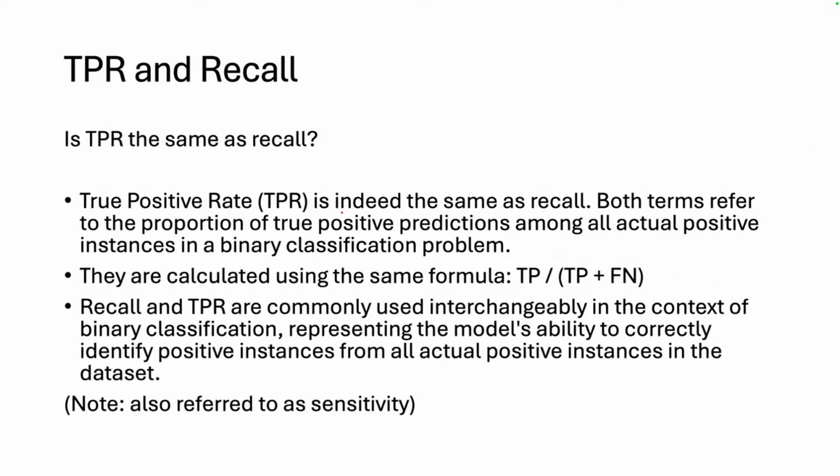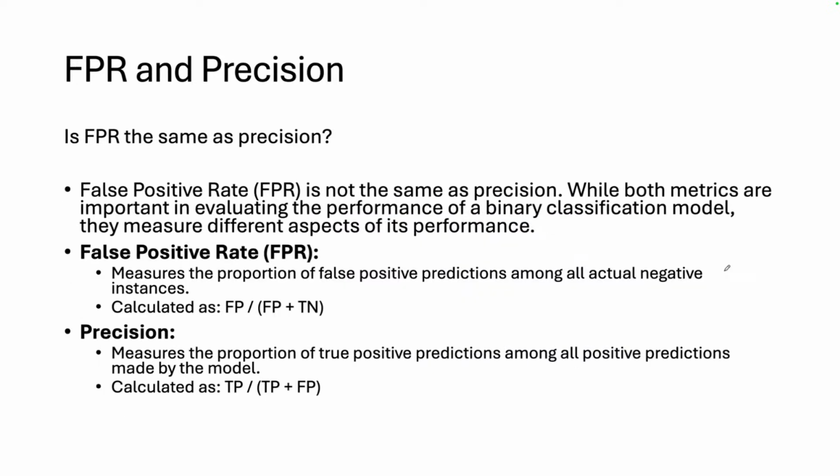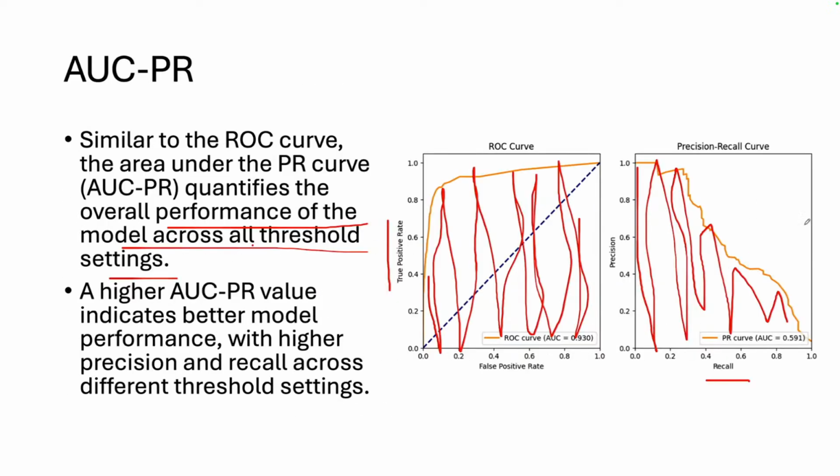The answer is yes. So the true positive rate and recall are the same. They both refer to the proportion of true positive predictions among all positive predictions. Let's look at the other dimension here. I also just want to note that the recall here is on the bottom, on the x-axis, and the recall here is on the y-axis. So on one chart, the recall is on the x-axis. On the other chart, the recall is on the y-axis.